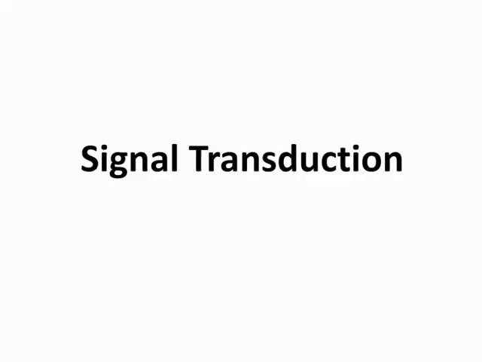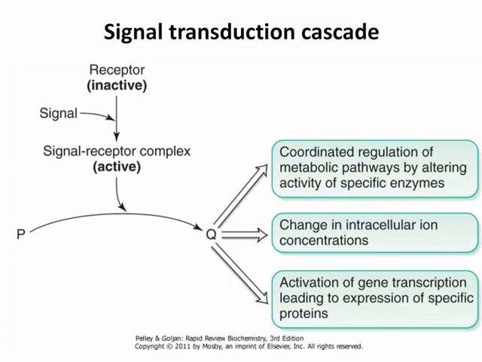So now we'll talk about signal transduction through several different pathways. Here's what a signal transduction cascade does. Whatever's in those three boxes is very important to know. If you have a receptor, it's going to be inactive until a signal activates it. Once a signal binds to the receptor, it'll become a signal receptor complex. So now you're active. Just think of the tyrosine kinase receptors or the JAK-STAT receptors. All those types of receptors are active, and they signal for something to happen in the cell.